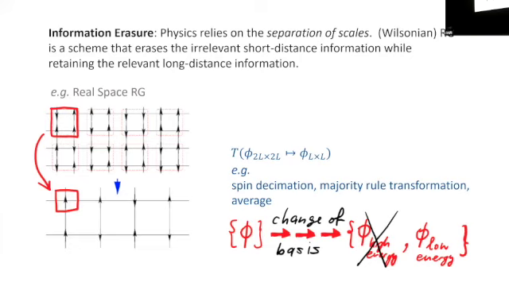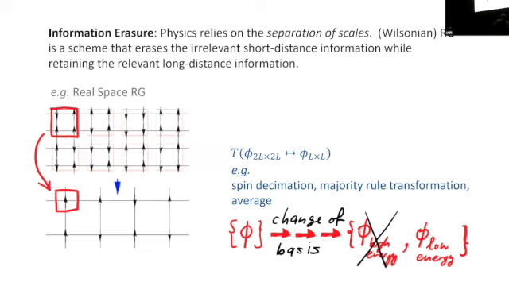roughly speaking, that erases the short distance information that I don't care about while retaining the relevant long distance information at the length scale that I do care about. So that's the erasure procedure aspect of this RG flow. An example is what's called the real space RG by Kadanoff and Wilson.